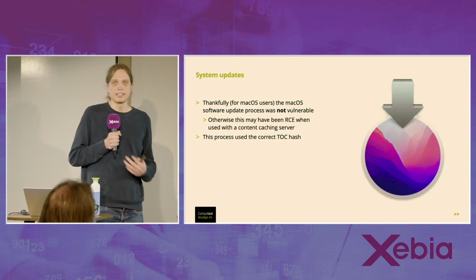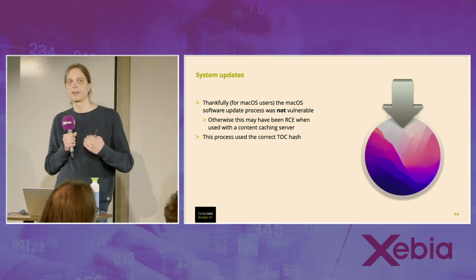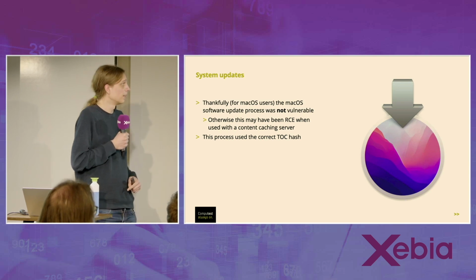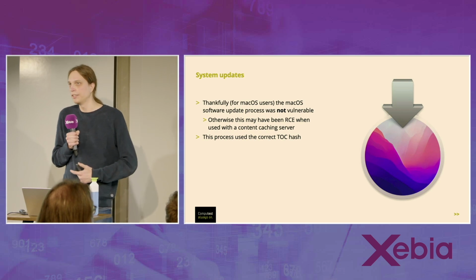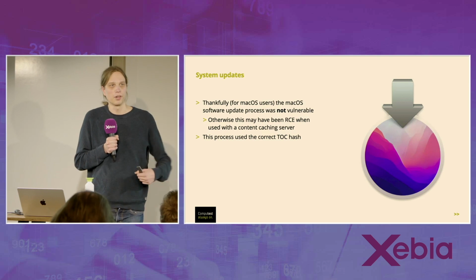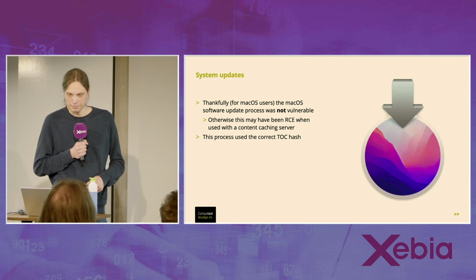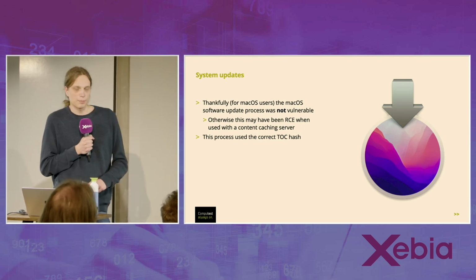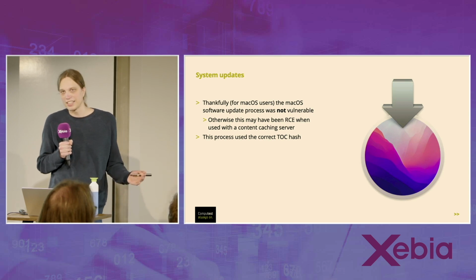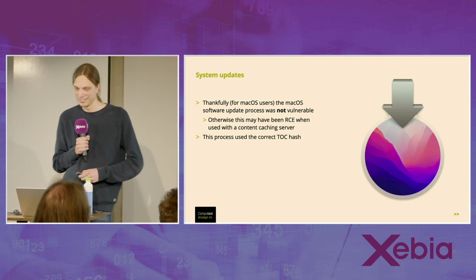Something you may also be wondering, the system updates of macOS itself was not vulnerable to this. They were using the correct table of contents hash to check if a file was correct. Because otherwise it would have been a nice RCE vulnerability. Because if you set up a content caching server, you can just serve updates out to other users on the network. And that doesn't work with this. It doesn't accept them. Spent a lot of time trying to get this to work, but it was not affected by this vulnerability. Sadly for me, but I guess thankfully for everybody else using macOS.